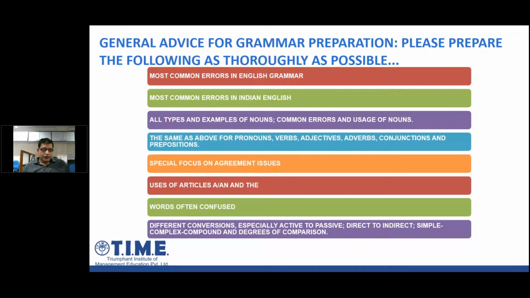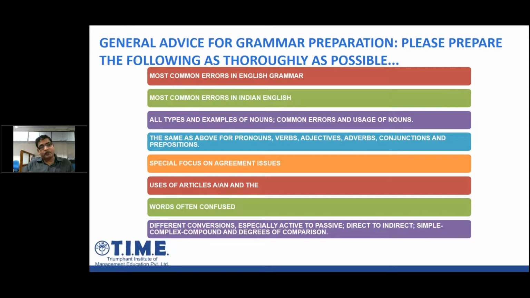And finally, you should be thorough with conversions. What is this conversion? Okay, from active to passive, as I already said, from direct to indirect, from simple compound to complex. Okay, if I give you a simple sentence, you should be able to immediately tell what the complex version is, what the compound version is, from compound to complex, from complex to simple.